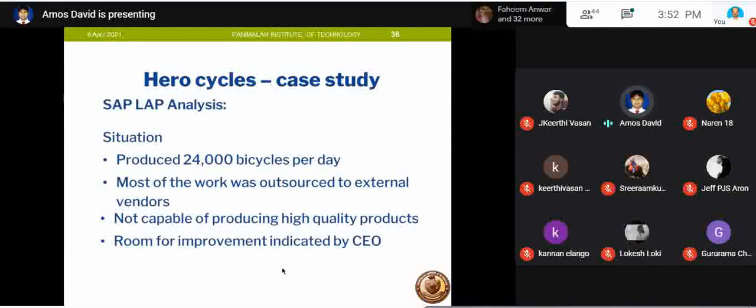They found out this particular important thing. So majorly what they were doing is just assembling the parts that they get from the vendors in the company.